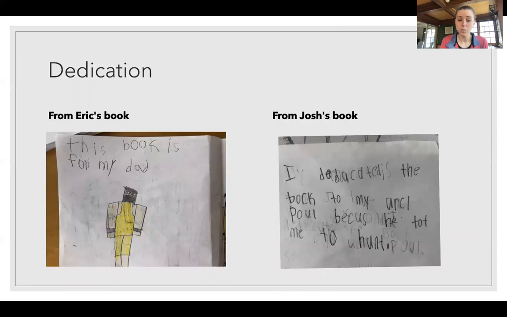Another thing you can include in your book is a dedication. So in Eric's book, he dedicated his book to his dad, I think because he wrote his book about Minecraft, and his dad plays Minecraft with him or helps him play Minecraft. For Josh, he dedicated his book to his uncle because his uncle taught him to hunt, and his book was all about hunting. For my book, remember, I had dedicated it to my dad because he always kept everything around the birch tree nice and neat and clean, so it was fun to play around.